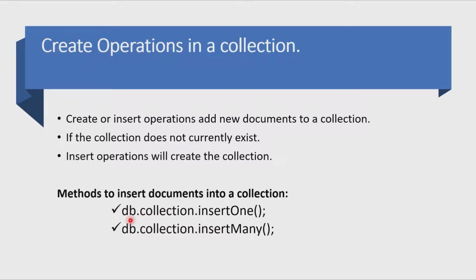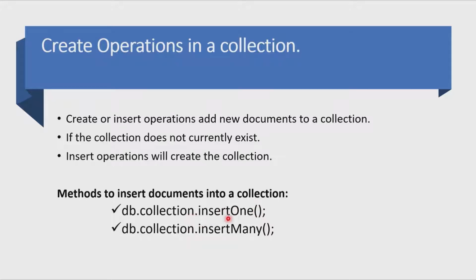So we have to fire these things on Mongo shell. We say db, which is a keyword, dot name of the collection. If the collection doesn't exist, then using this command, the collection will be created. Then dot insertOne, that means we are going to insert one document inside this collection.